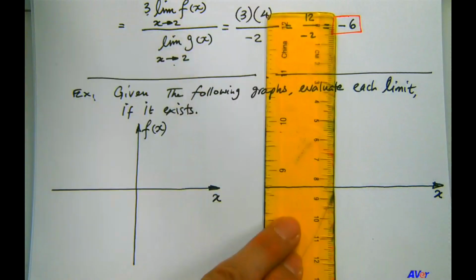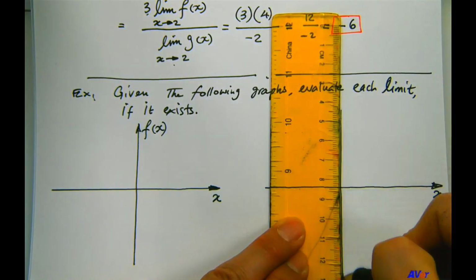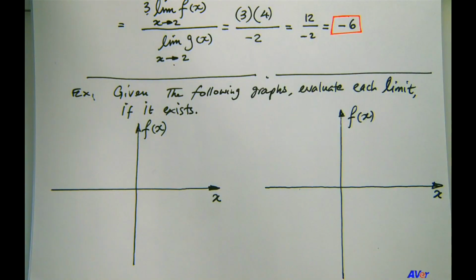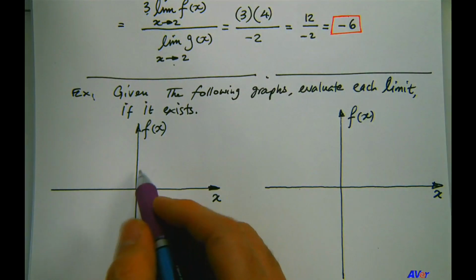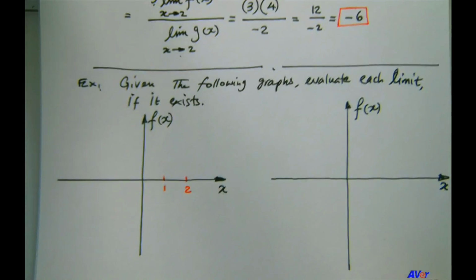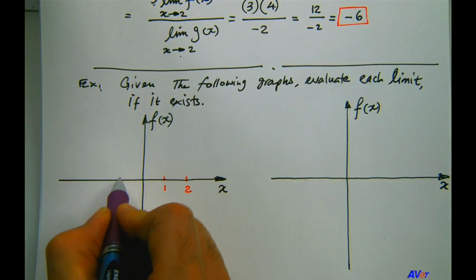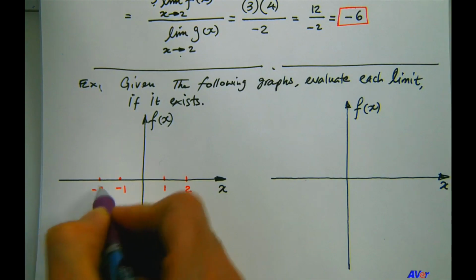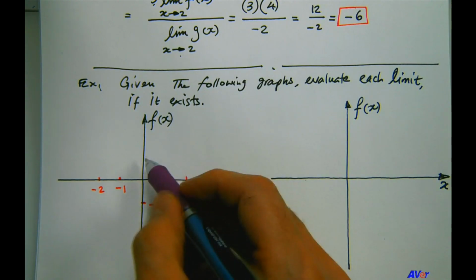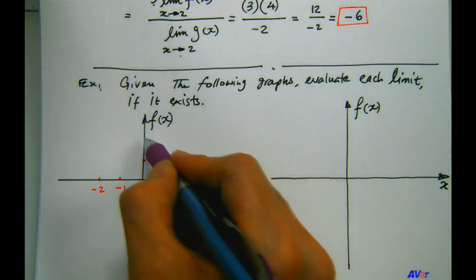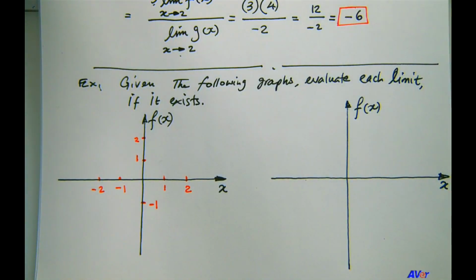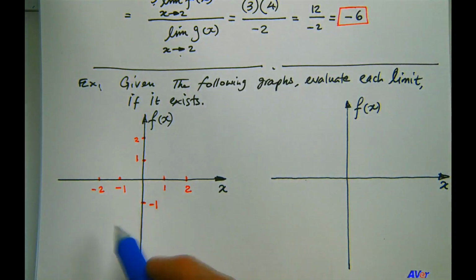F of x, and of course, this is f of x. Okay, all right, so we have 1 and 2 along the x-axis, also -1 and -2 on this side, and -1 on the y-axis here, and of course 1 and 2 along the positive y-axis. And the graph that we are given looks like this.